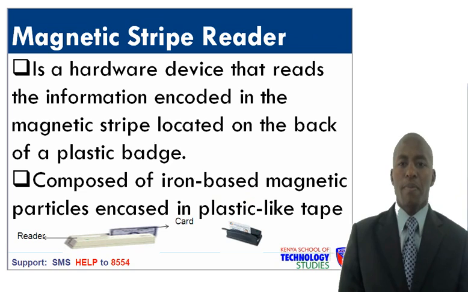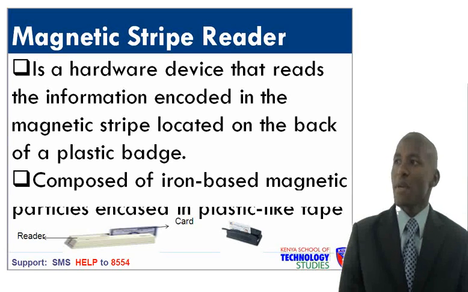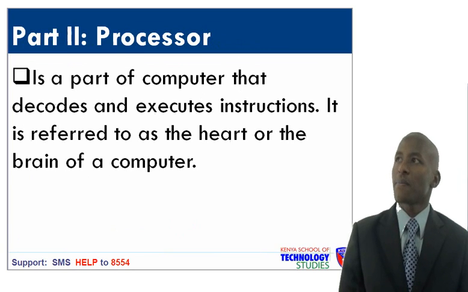Magnetic stripe, the other category, is a hardware device that reads the information encoded in the magnetic stripe located on the back of a plastic card. Also, it is composed of iron-based magnetic particles encased in a plastic-like film. And below, we have typical examples of a magnetic stripe reader.